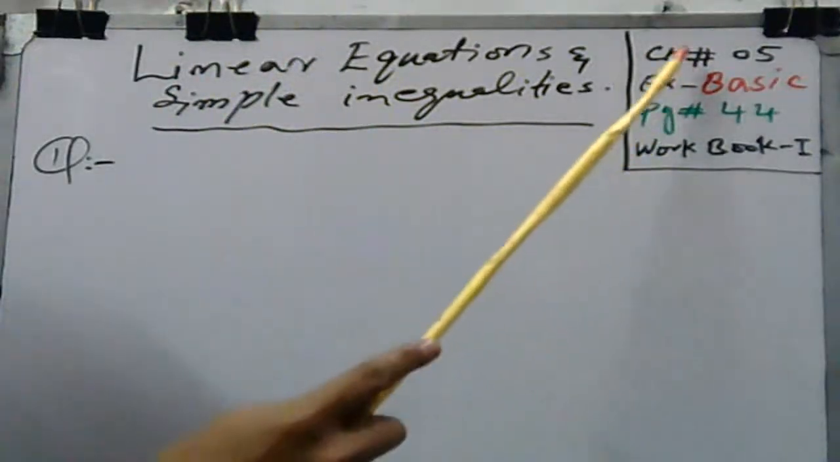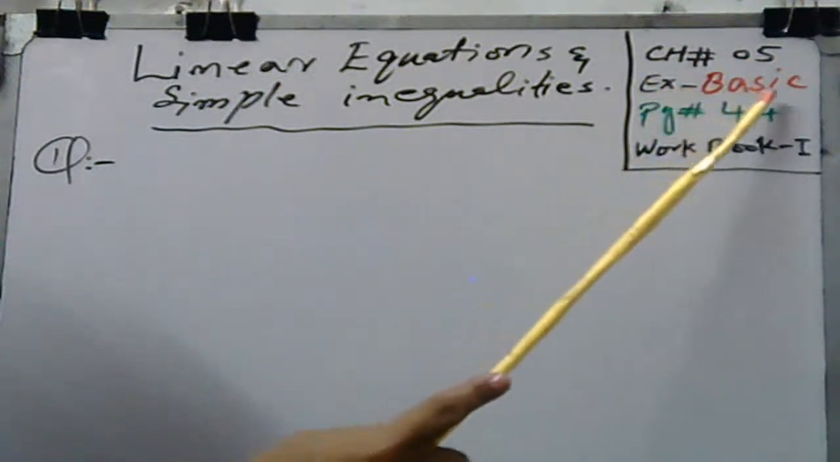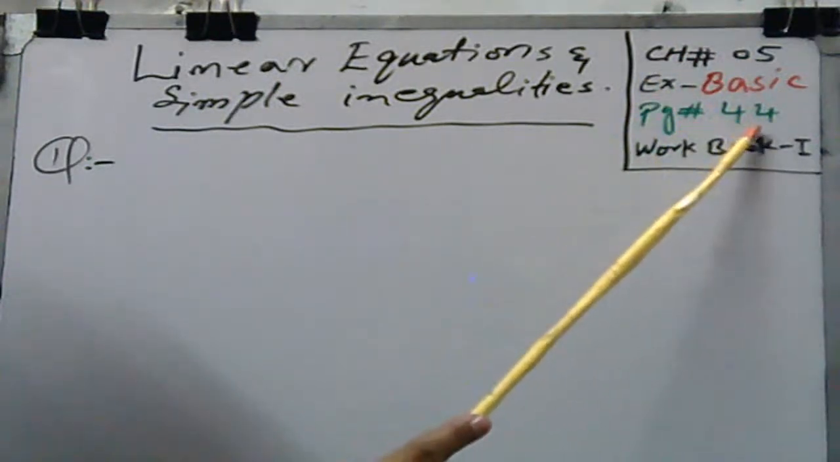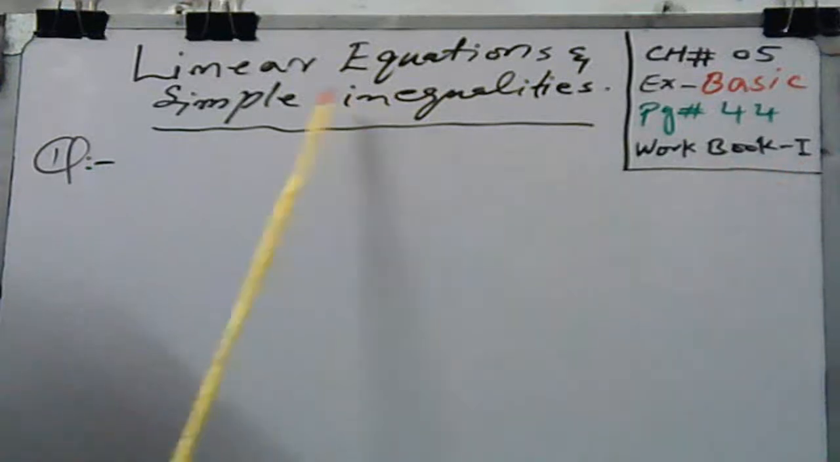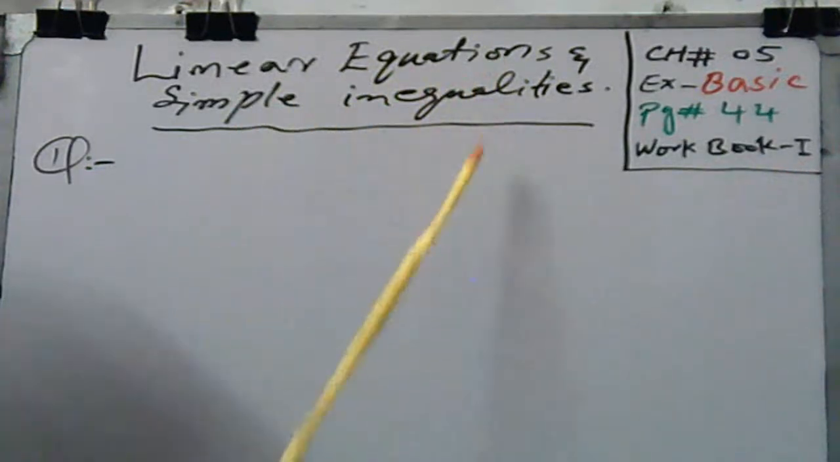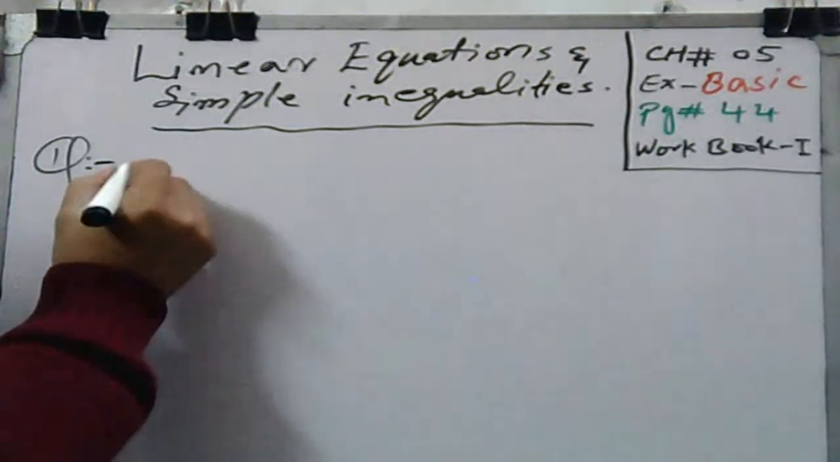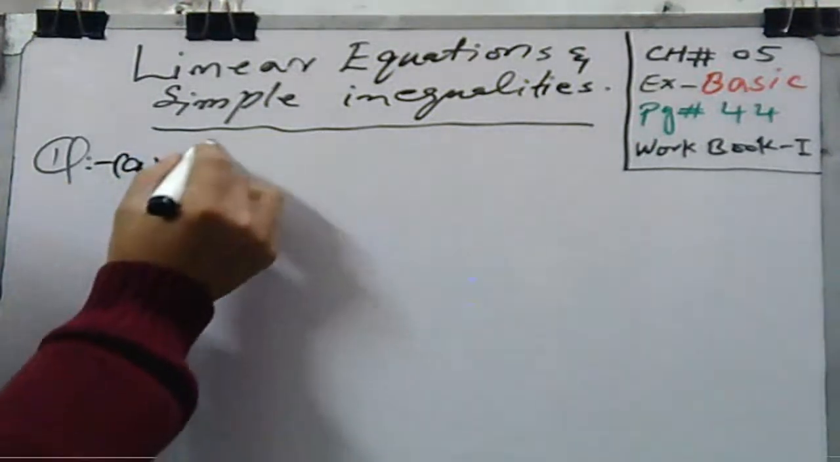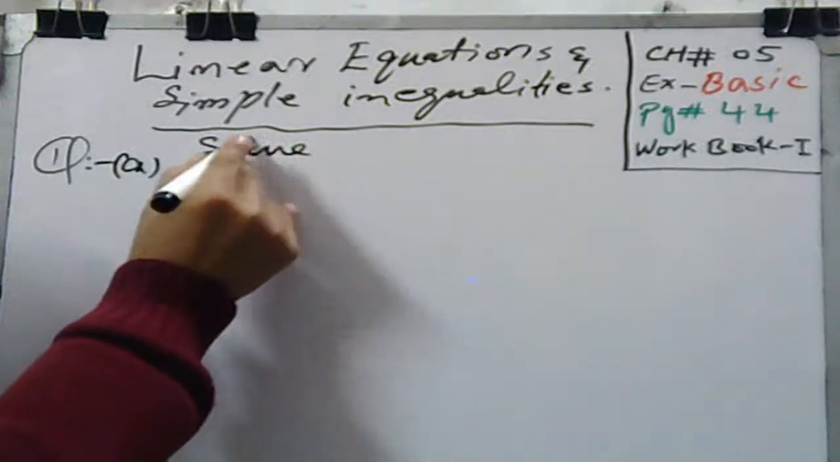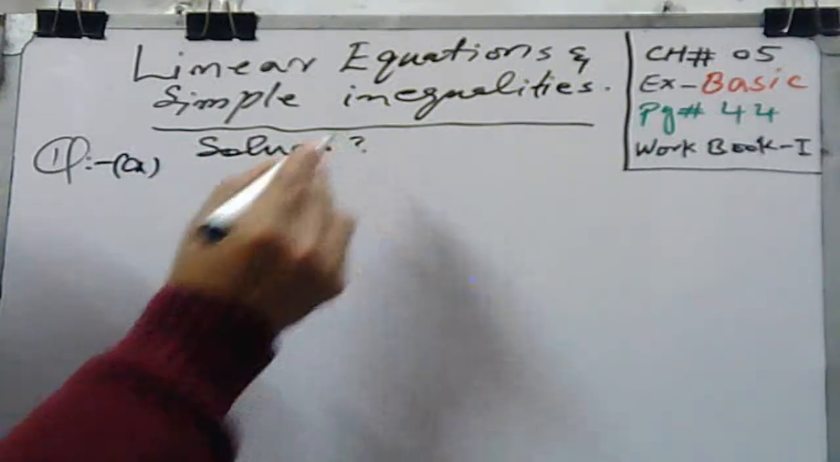Today we will discuss chapter number 5, exercise basic questions, page 44, workbook number 1, linear equations and simple inequalities. Question number 1. Solve each of the following equations. How to solve? A part, solve. Solve means you have to find the value of the variable which exists in this equation.